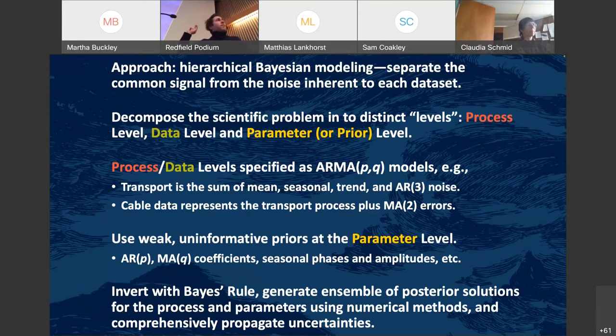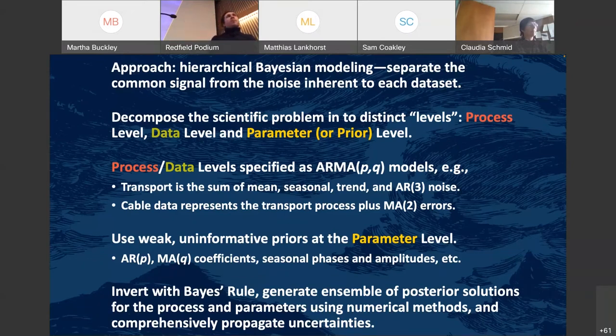But the approach I took here for the process and data levels was to use the autoregressive moving average family of models, or some of you might know them as Box-Jenkins models. And my approach, this was really hard, it took me like months to get this right, was to try to identify the simplest ARMA model that was sufficient to describe the structure in the data. So what I found after lots of experimentation, a lot of failures, finally settled on representing transport as this deterministic bit, a mean plus a seasonal cycle, but allowing for but not demanding a long-term trend. And then AR3 noise, that's the transport equation.